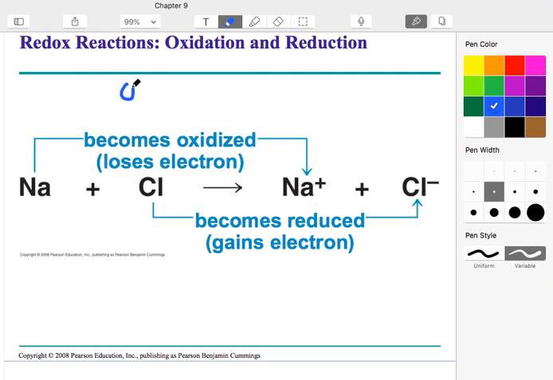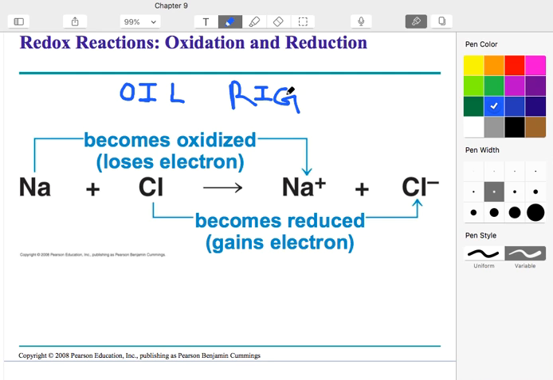I already mentioned when I talked about the objectives that you might have heard the term OIL and the term RIG. So, OIL RIG. Oxidation is losing of electrons. Reduction is gaining of electrons. OIL RIG is a very good concept here. Let's see the example for NaCl.